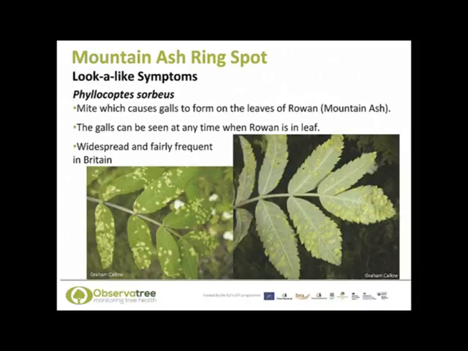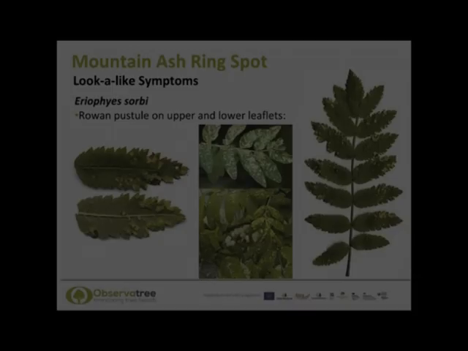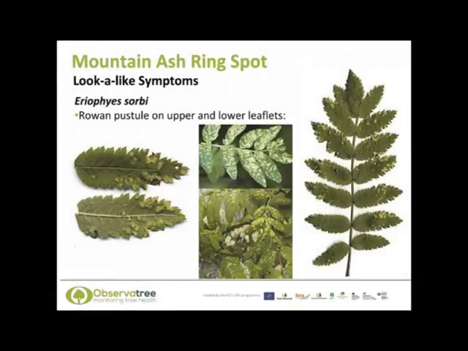The galls caused by this mite can be seen at any time of year when the rowan is in leaf. The other mite which produces galls on mountain ash is Aceria sorbi. These galls are much more like pustules. You can see they're quite raised, and although they're initially pale, as the tissue ages, it dries out and dies, and you get these small dead patches. This mite is very widespread.